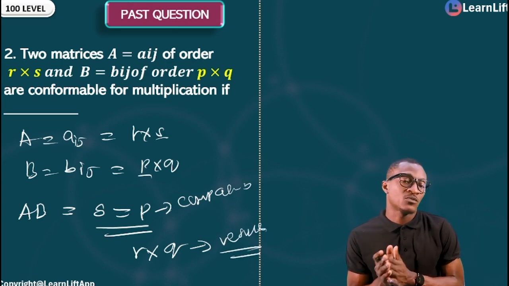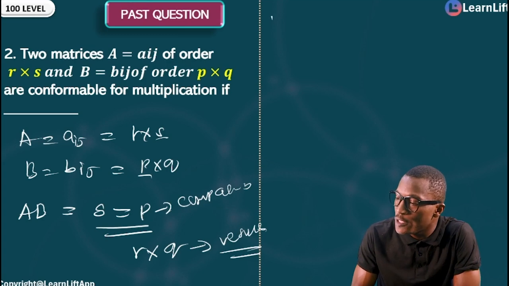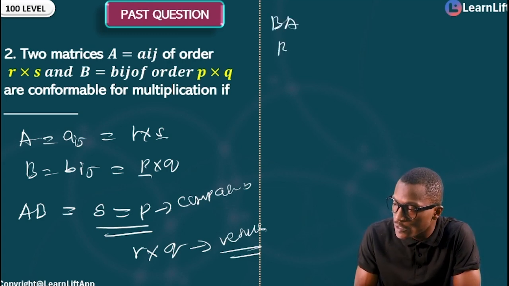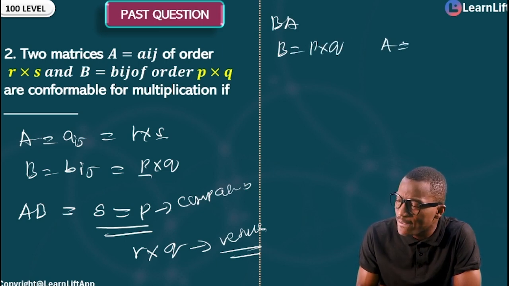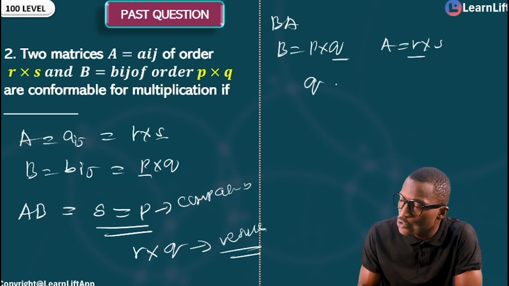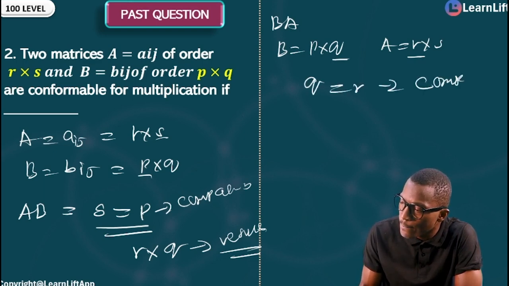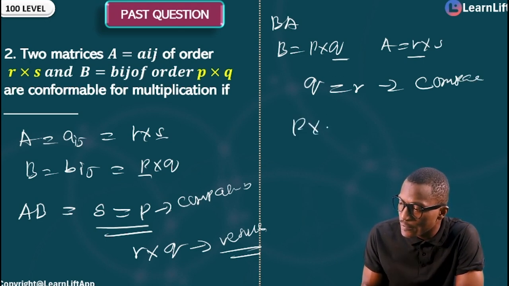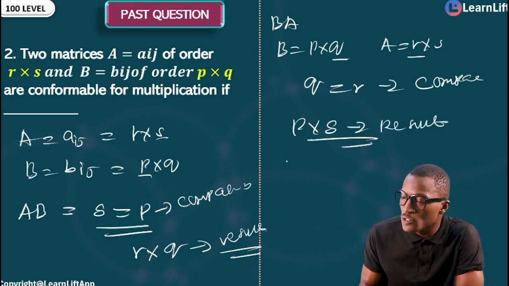Please, we have solved two past questions. Now, you do it for BA. What will BA give me? When is BA compatible? First of all, what's B? B is equal to P times Q. What is A? A is equal to R times S. So what will now be BA? Column must be equal to row. That means Q must be equal to R. This is for compatibility. What will the result be? What is left? P and S. So P times S. That will give me the result. Hope you see it's not the same as this.